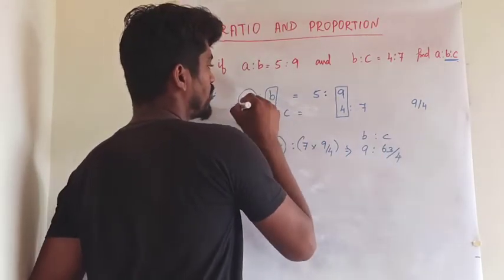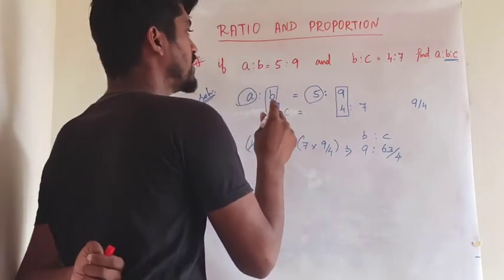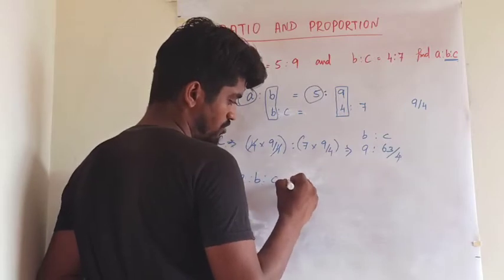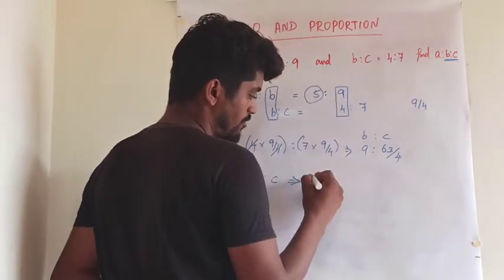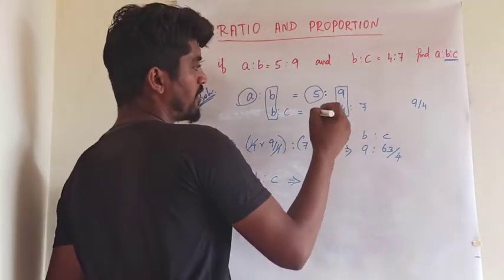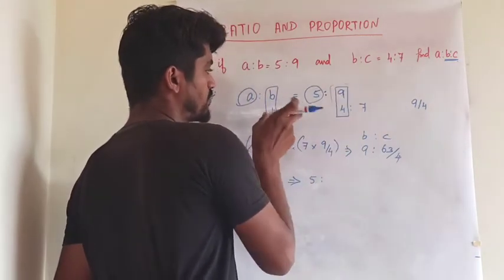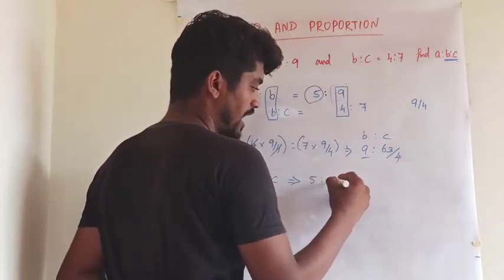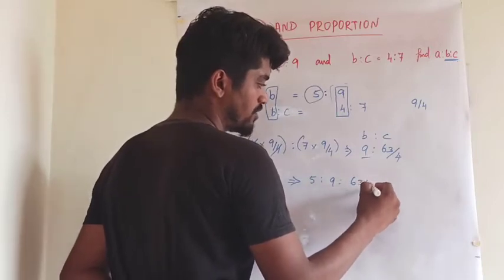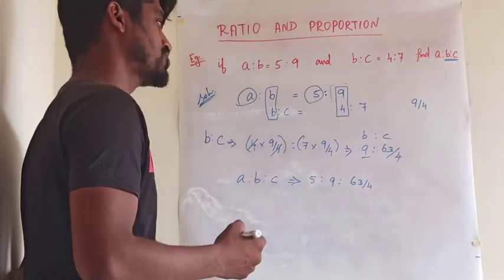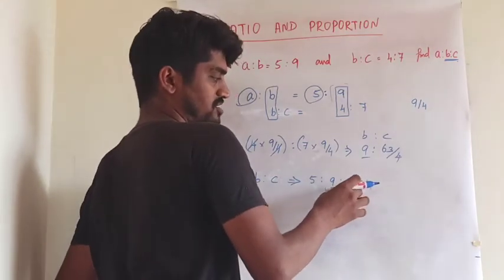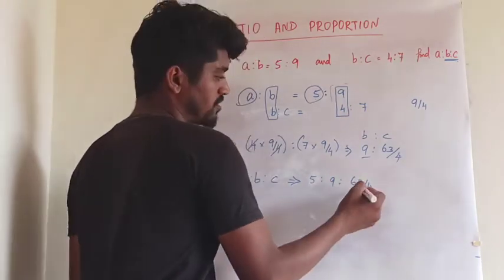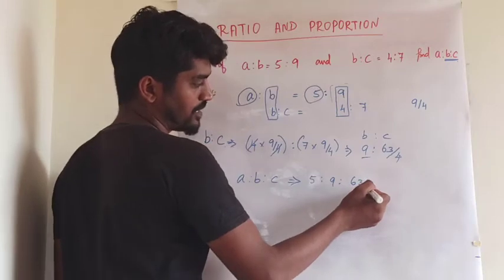Here the A value is not disturbed and A is given only one time. So we write in the format A is to B is to C is equal to, the A value is 5 is to, and the B value merged with this B is to C ratio, we can find: B is 9 is to 63 divided by 4. In this ratio, it should not be in fractional format, so we have to convert it into natural numbers.